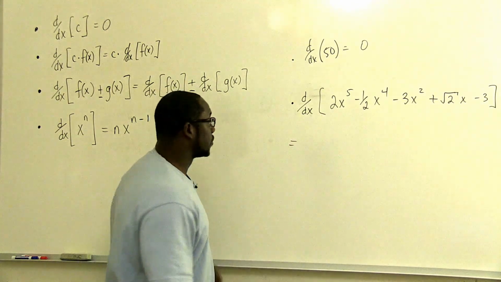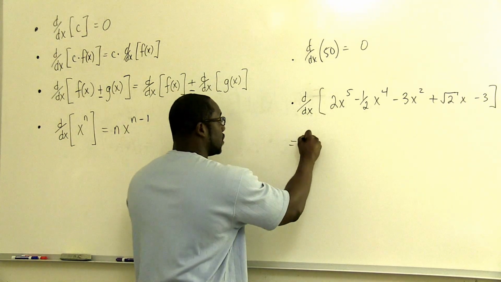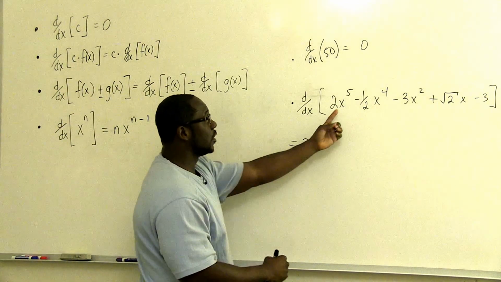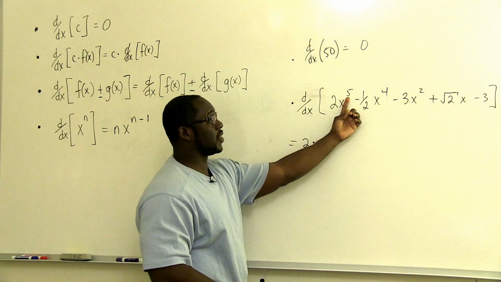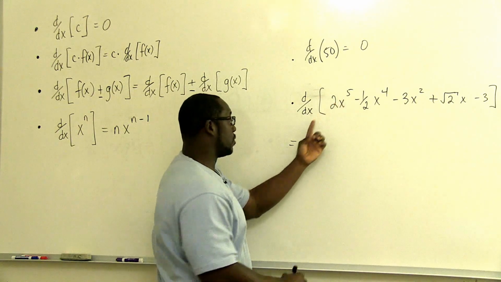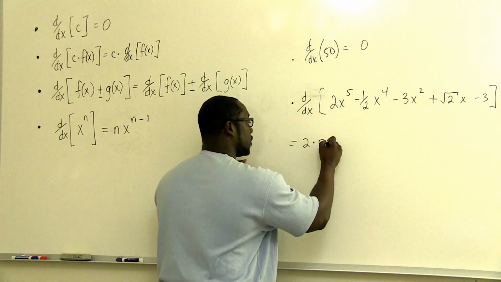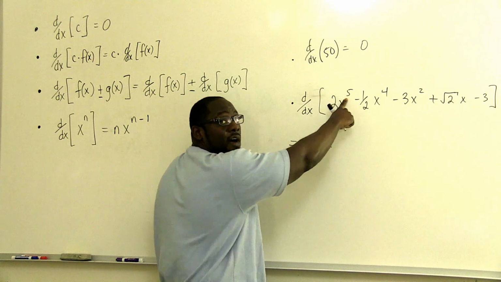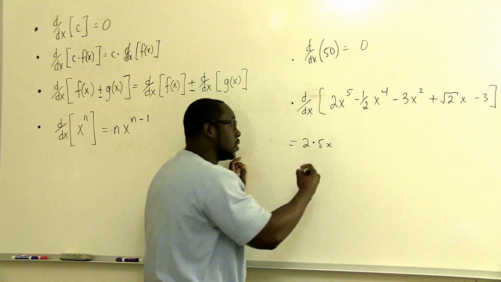If we were wanting to take the derivative of this, we would start off with the first term. Here, this is a constant, so we write the 2 out according to this rule. And then here we see that we have x to the fifth. So we would bring the 5 out and then do 5 minus 1. And 5 minus 1 is what? Right, that's 4.